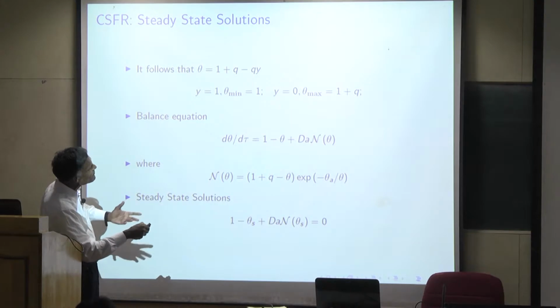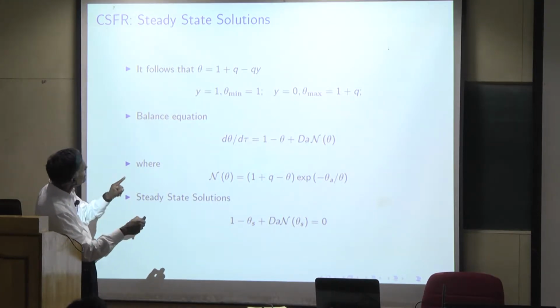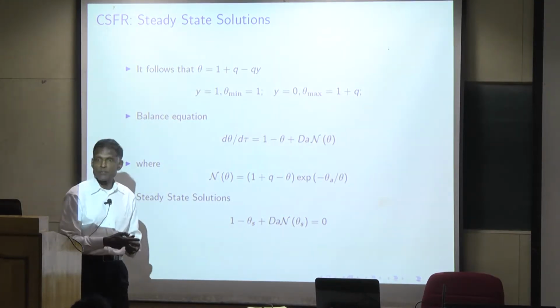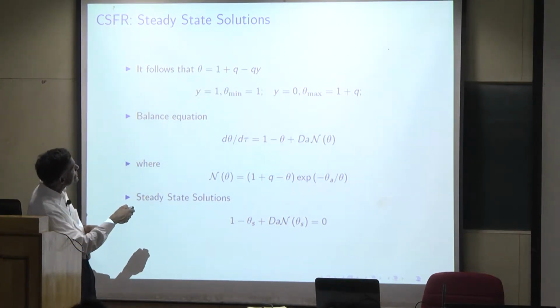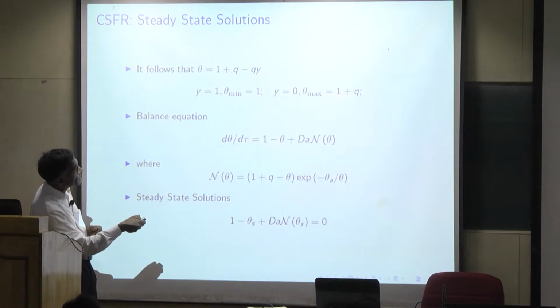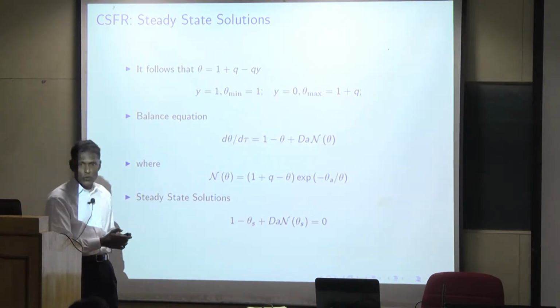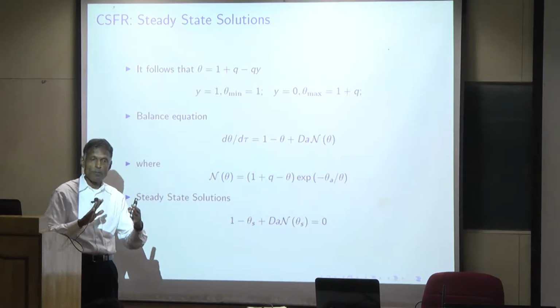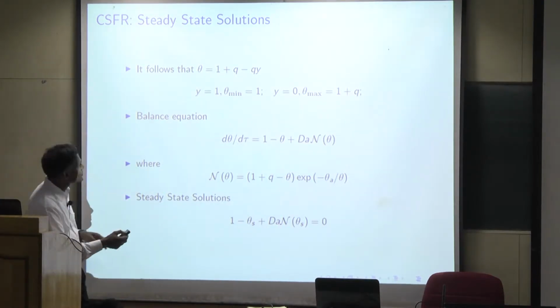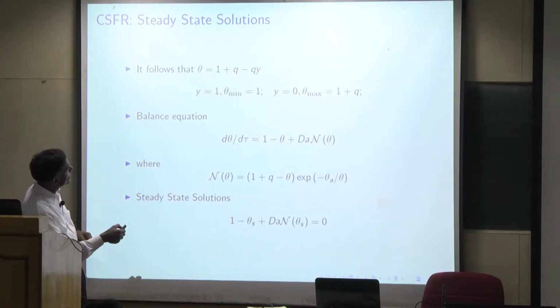Now what is the maximum value it can have? The maximum value this can have is when y is 0. That means all the fuel is completely consumed, okay? If it's all completely consumed, then the maximum temperature attained is 1 plus q. But of course, in the reactor, we do not say that all of the fuel is consumed, only partially consumed, okay? So therefore, the value of theta is bounded between 1 and 1 plus q, the maximum temperature, all right?